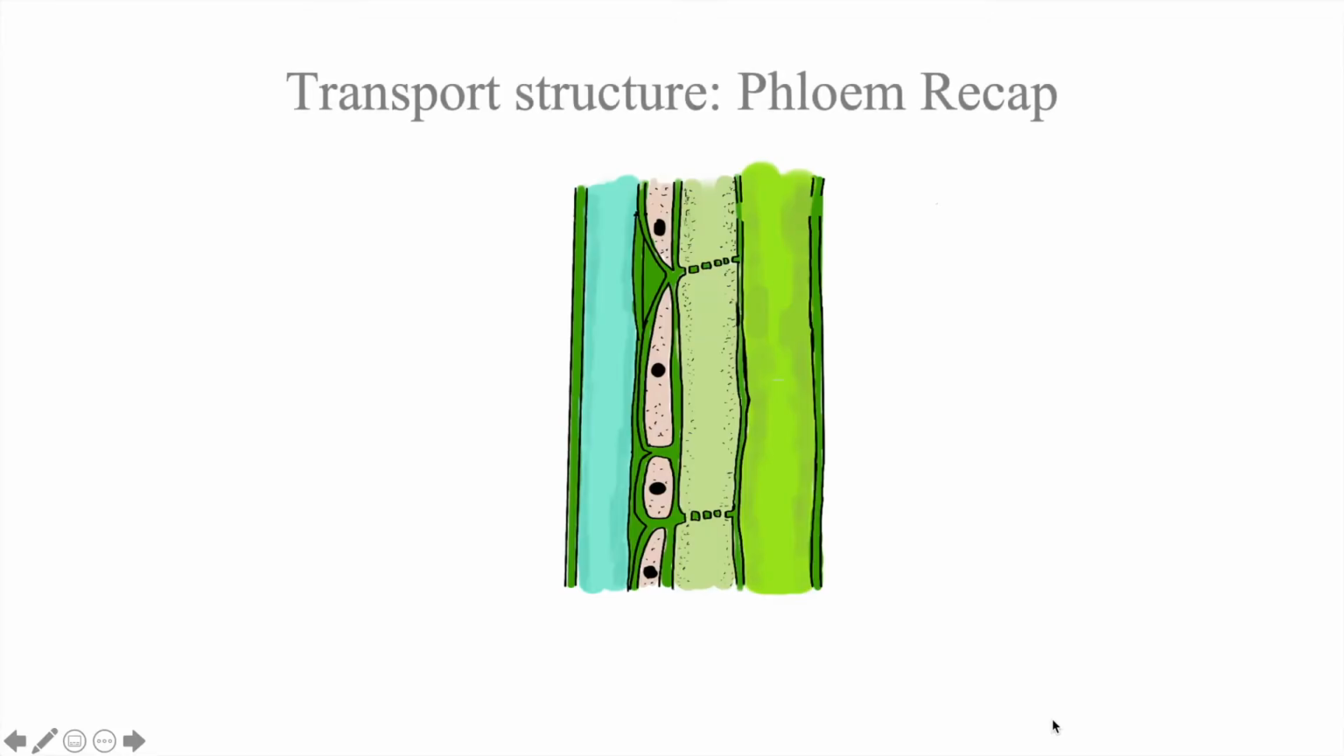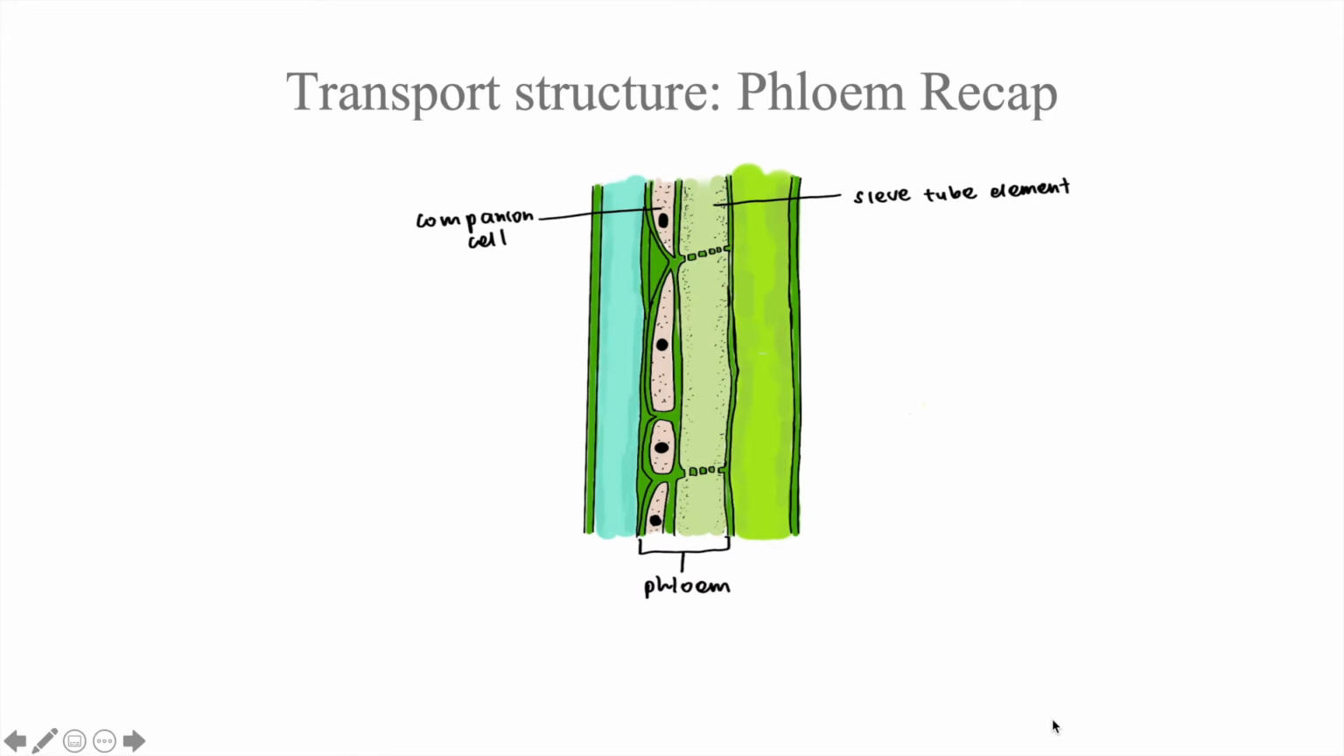Before we begin, let's recap on the structure and function of phloem. Pause the video to think. That's right, the phloem is made out of the sieve tube element and the companion cell. Do you remember what is the structure and function of xylem?